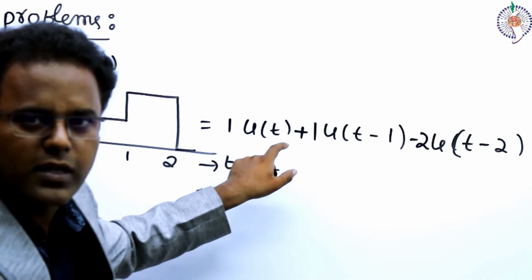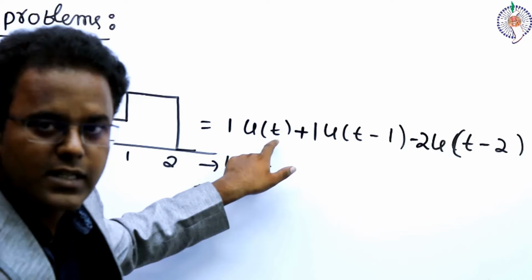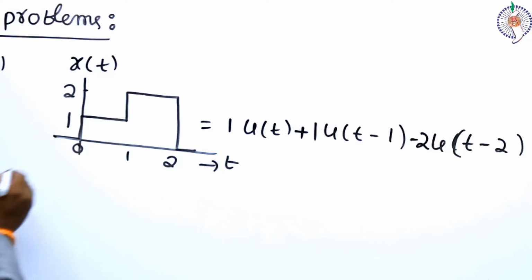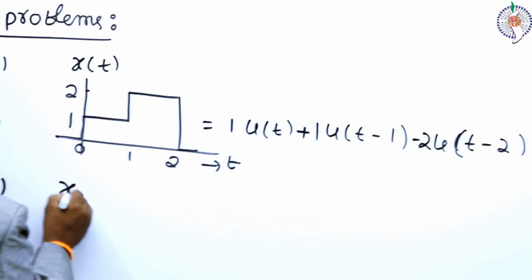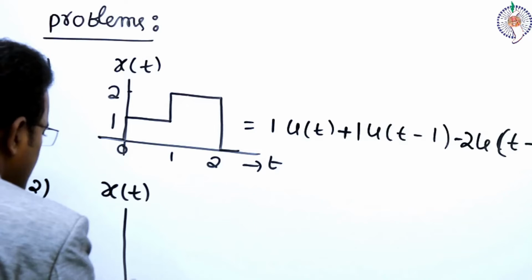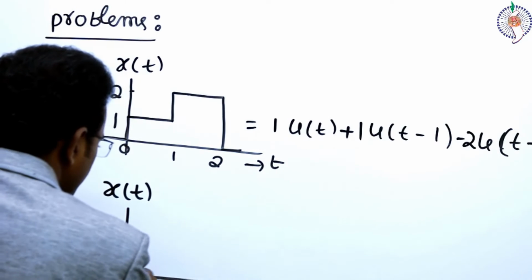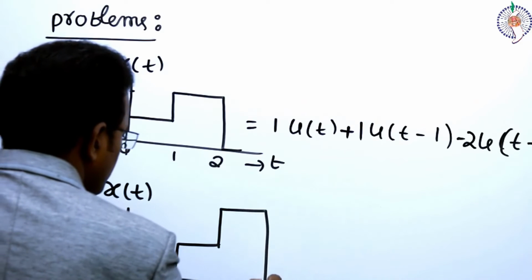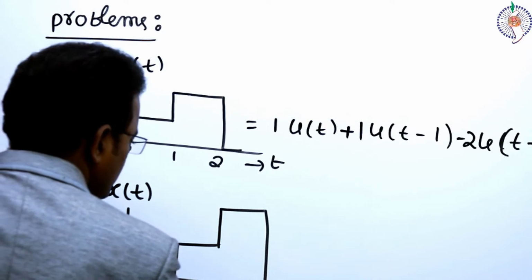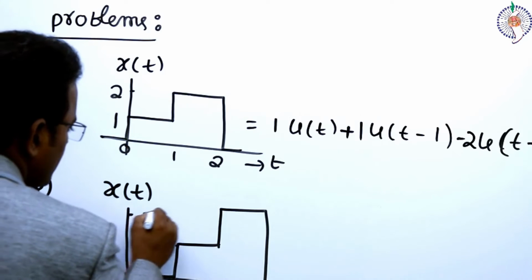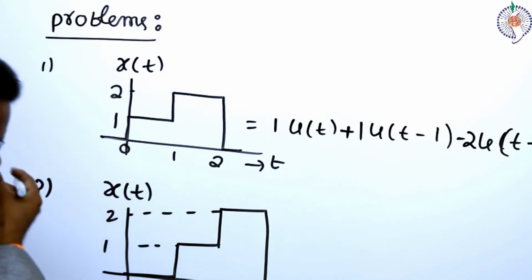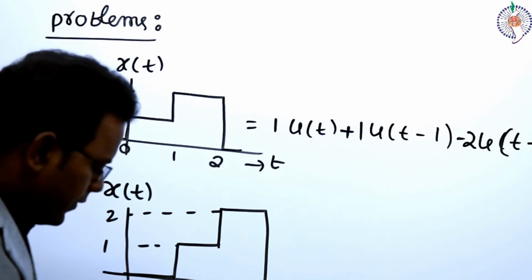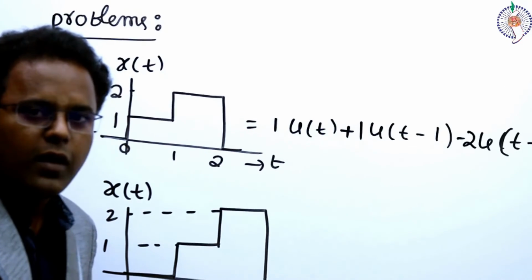Some of you are looking confused. Let's take one more problem. We will get clarity over that. Suppose they give the next x of t like this. That is the second problem. Now, how to represent it with the step signal?